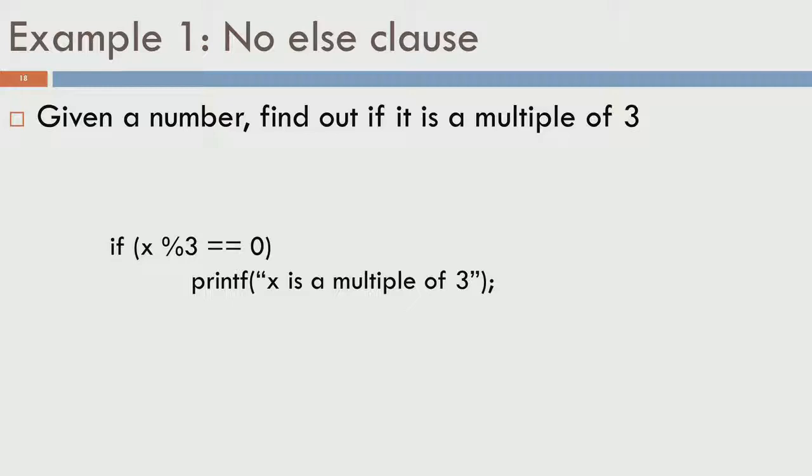If it is a multiple of 3, then print on the screen that it is so. The equivalent code segment would be, if x % 3 == 0, printf x is a multiple of 3. This printf is a simple statement, and this if is a compound statement which contains only one selection. If the condition is true, it will print this on the screen. If the condition is false, it will not do anything.